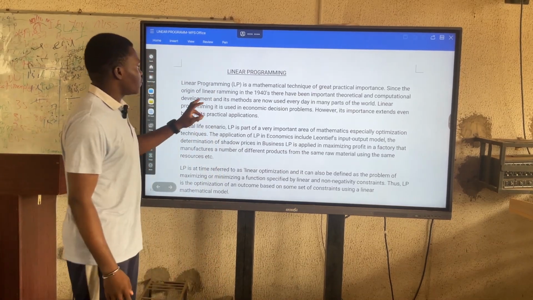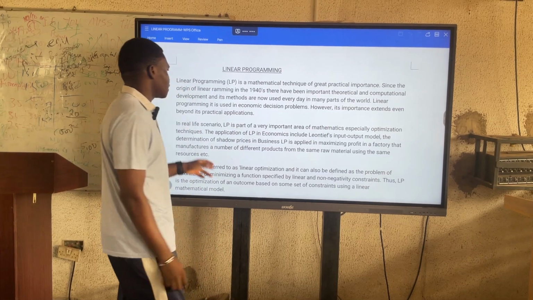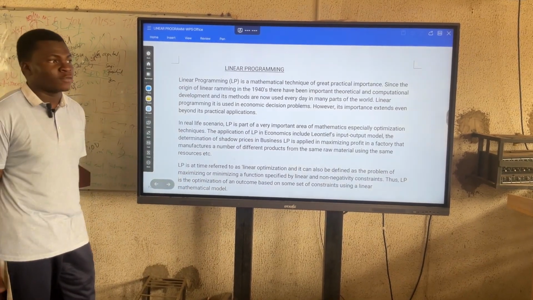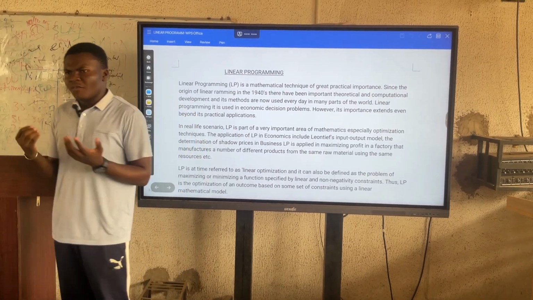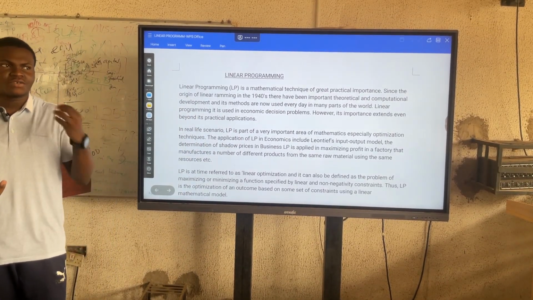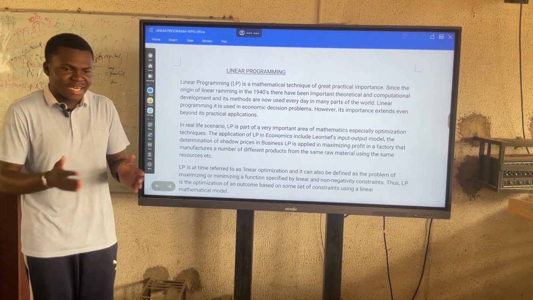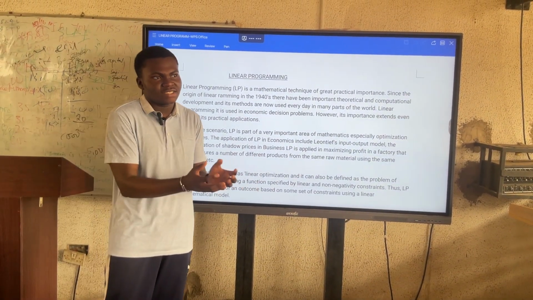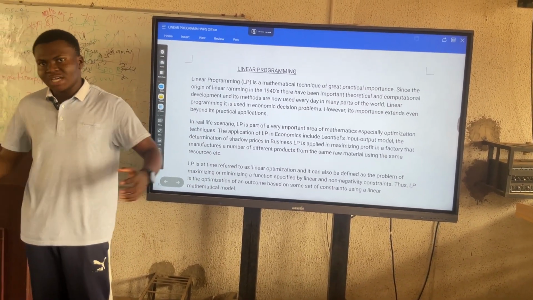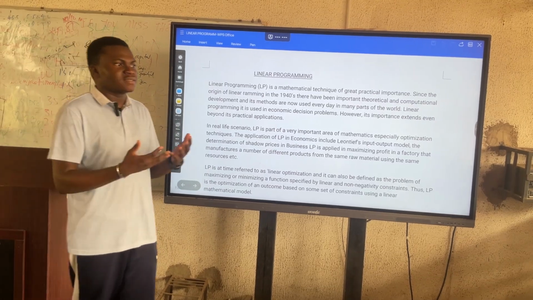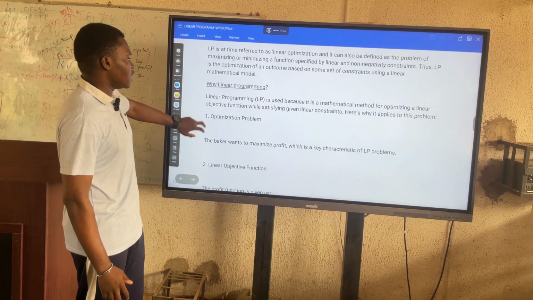Since the origin of linear programming in 1940, there have been important theoretical and computational developments, and its methods are now used in various parts of the world. Like for example, let me say a company like Chivita. Obviously they will need stuff like orange, sugar, and water. So when they're trying to maximize these items, how much orange, sugar, and water will I need to give the best output? You understand? So that's just an example of linear programming.